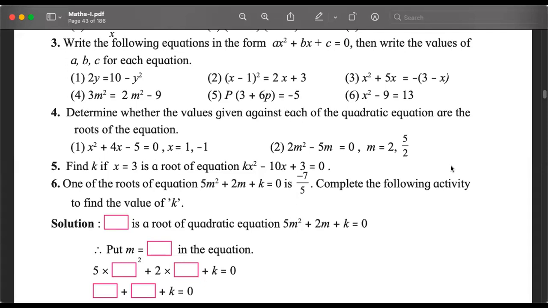Sir, we have just done this. And number 6. We have just done all this. One of the roots of the equation is minus 7/5. Complete the following activity. That is it.